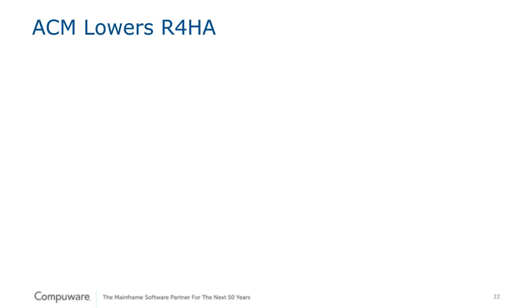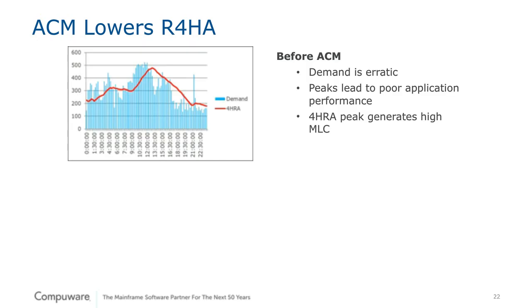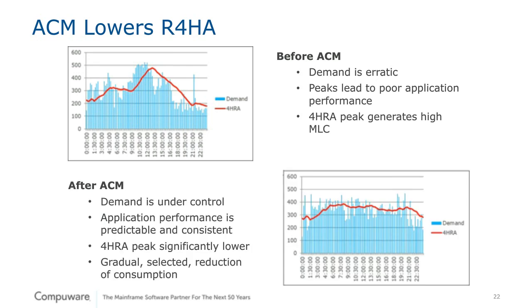Here I can show you how automated capacity management, or ACM, lowers your rolling 4-hour average. Without ACM, all workloads contribute to your peak, to your MLC cost, regardless of their importance. With ACM, batch demand to the CPU is managed by business priority. Less important work is deferred to be run later.